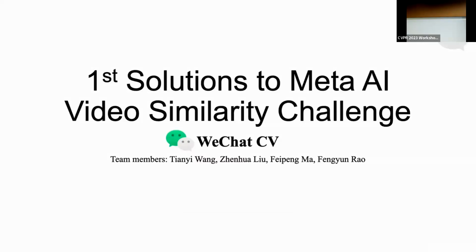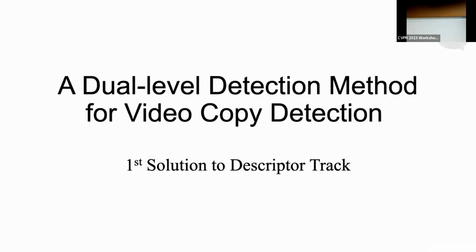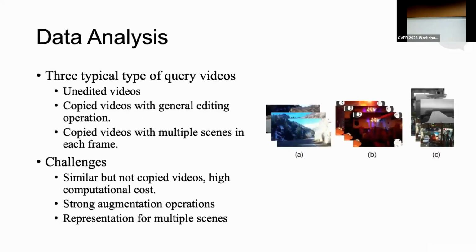We are delighted to be here today to share our winning solutions for the competition in 2 tracks. Our solution in descriptor track is named a dual-level detection method for video copy detection. At the beginning of the competition, we conducted a detailed analysis of the data and identified 3 typical types of videos in the query set. Additionally, we discovered the challenges associated with each of them.